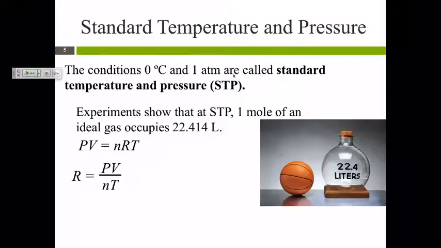Okay, so I want you guys to use all of the numbers that we just talked about. You guys know this equation, right? PV equals nRT, the ideal gas law. I want you to use that to solve for R at standard temperature and pressure for 1 mole of substance. Take 1 minute. You have all the values, plug all the values in, solve for R. What is R? And focus on units.